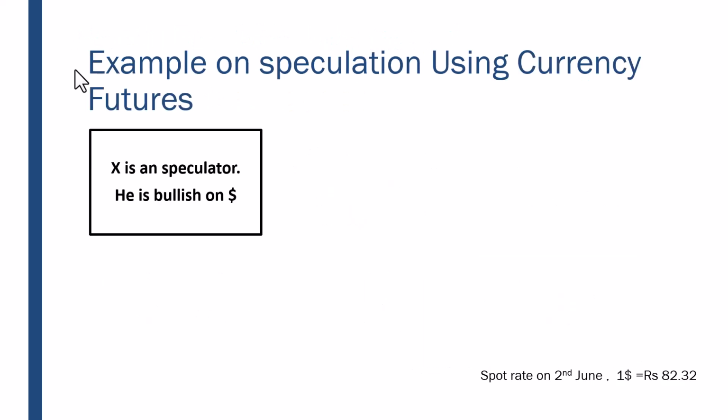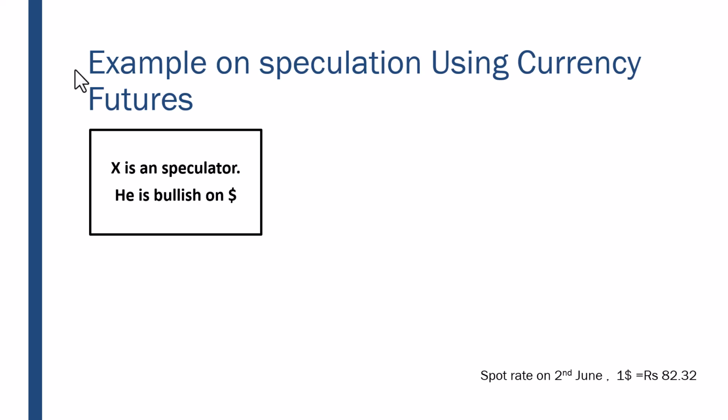Now I'm just going to run through the speculation part. This is very important. If you are a speculator, what happens through the futures transaction? The first case is bullish on dollar. You can be bullish or bearish on dollar. You can either take a long position or a short position in dollar. Suppose you take a long position, you are bullish.